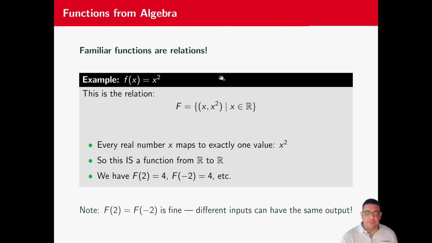Now, some familiar functions are relations. For example, if you have f(x) equals x squared, this is just the relation, the set of ordered pairs (x, x squared) with x that belongs to R. Every real number x maps to exactly one value, x squared. So this is a function from R to R, and we have that f(2) is 4, f(-2) is 4, etc. Notice that the fact that f(2) equals f(-2) is going to be fine because different inputs can have the same output again.